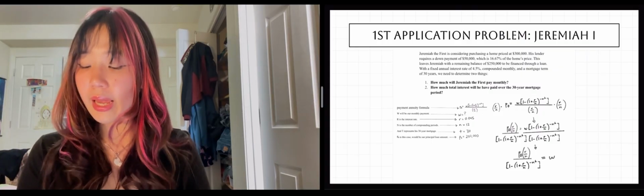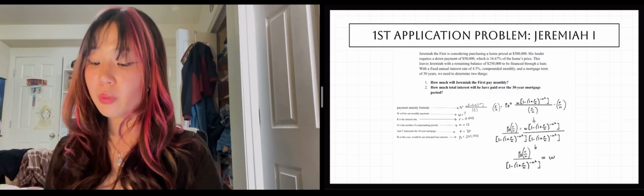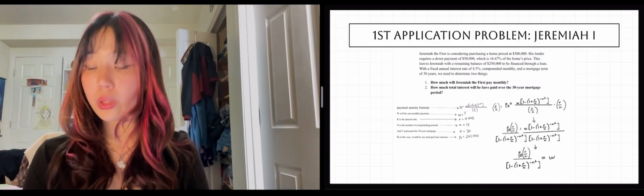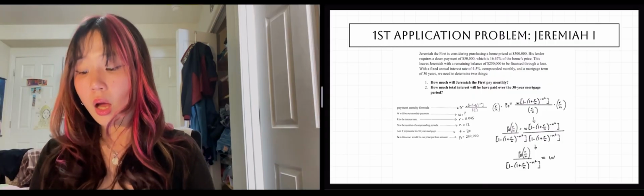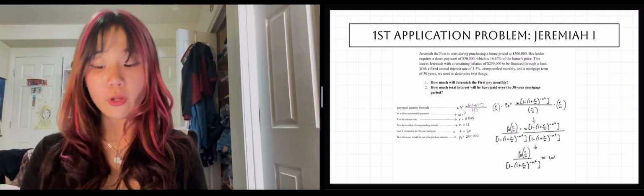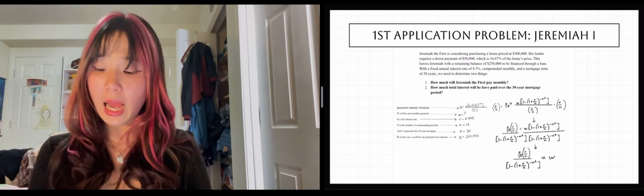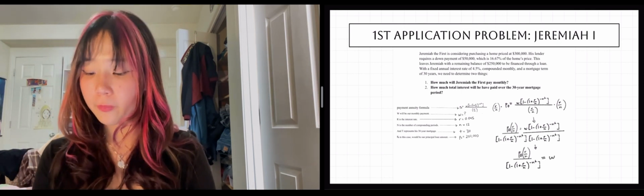With a fixed annual interest rate of 4.5% compounded monthly and a mortgage term of 30 years, we need to determine 2 things. 1, how much will Jeremiah the First pay monthly? And 2, how much total interest will he have paid after the 30-year mortgage period?